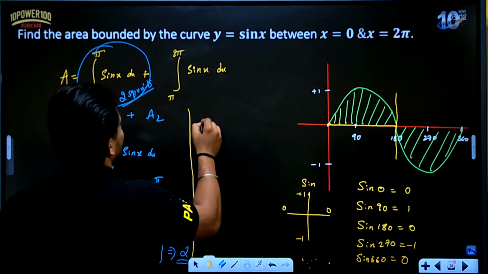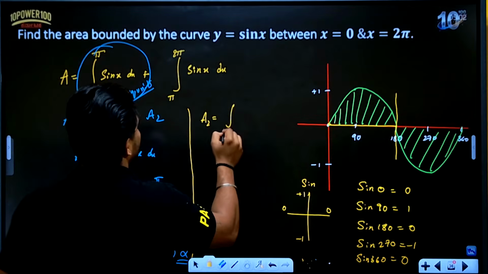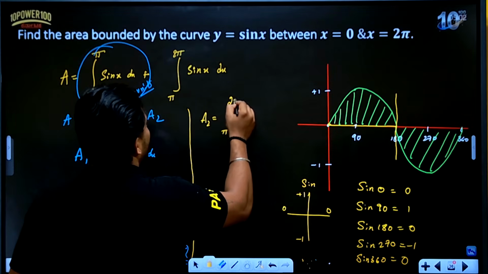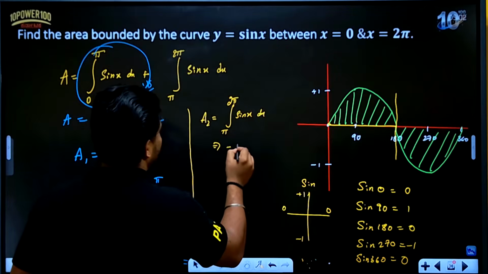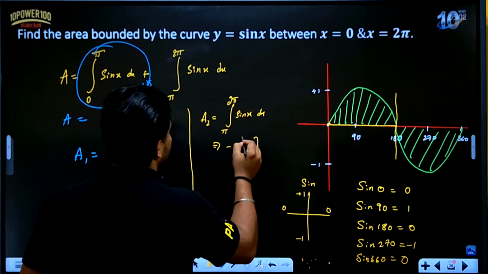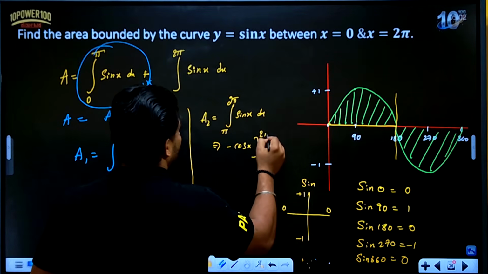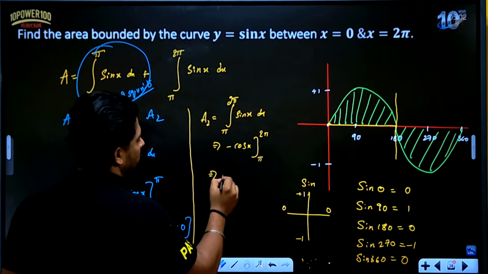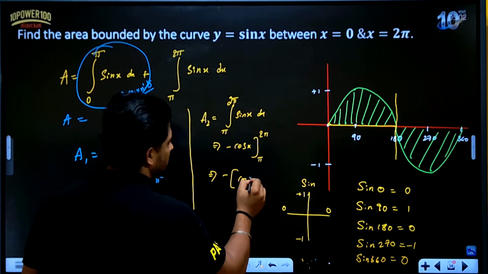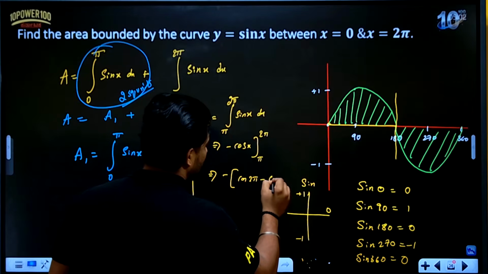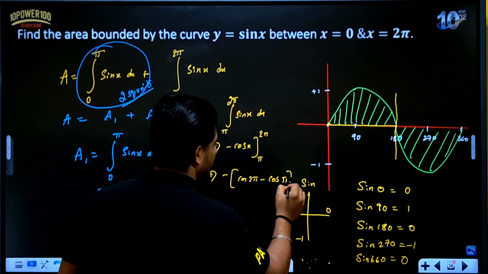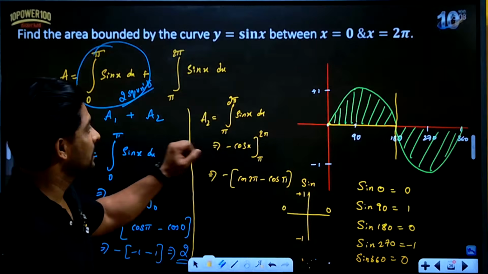So area 2 is equal to the integral from pi to 2 pi of sin x dx. It's actually minus cos x from pi to 2 pi. So minus, we have cos 2 pi and minus cos pi. Be careful here, this can also be missed.